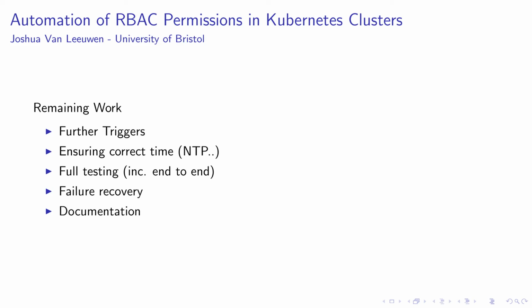Secondly, I would like to implement a feature to ensure that the time that the user is using is correct. Since we're using time-based triggers and we're dealing with security, it is important to ensure that the time that the computer is using is correct. So this will be using some kind of mechanism such as NTP.